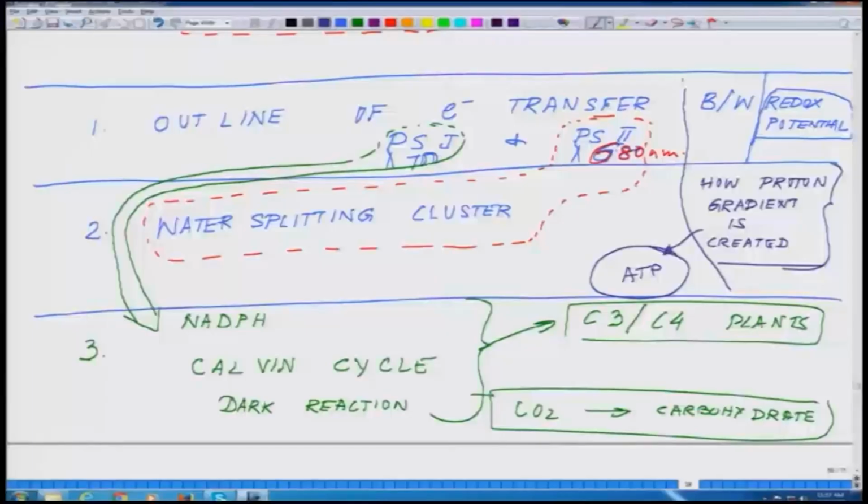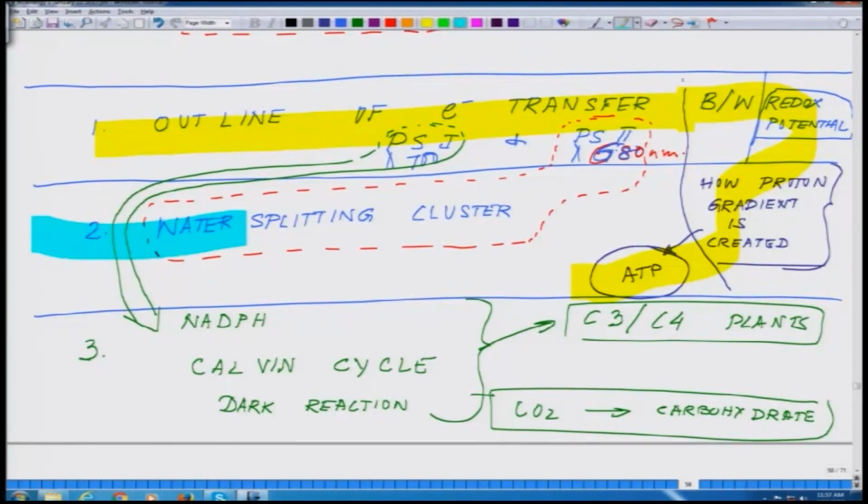This is what we are going to deal with: the outline of the electron transfer between photosystem 1 and photosystem 2. That is part 1, followed up with respect to the redox potential, how the gradient is created and how ATP is generated. Second, we will deal with the water splitting cluster, which is present underneath photosystem 2, or PS 680.